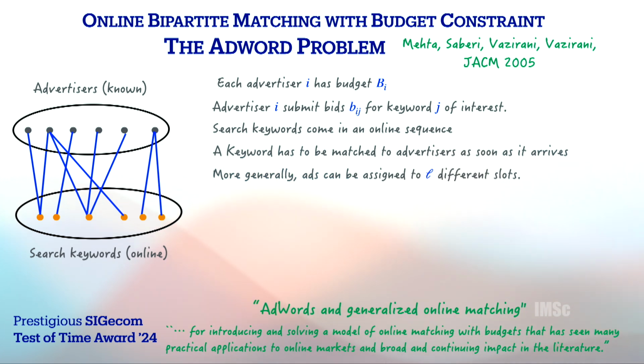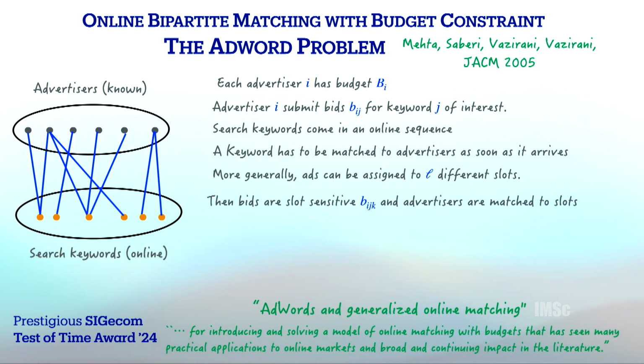As I was just saying, this paper has been so influential. It received this Test of Time award, announced just a week ago. You can see the name of the paper is AdWords and Generalized Online Matching, and this is the commendation they gave about the influential work, the type of work it started, and that has continued since then.